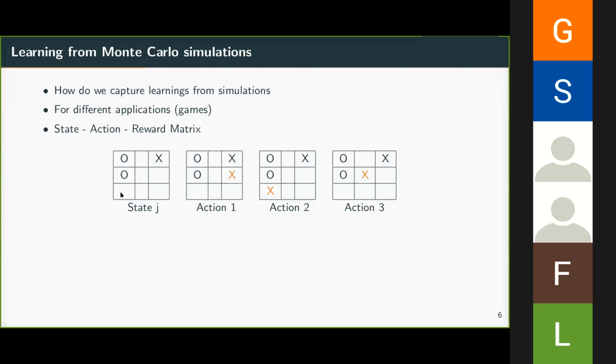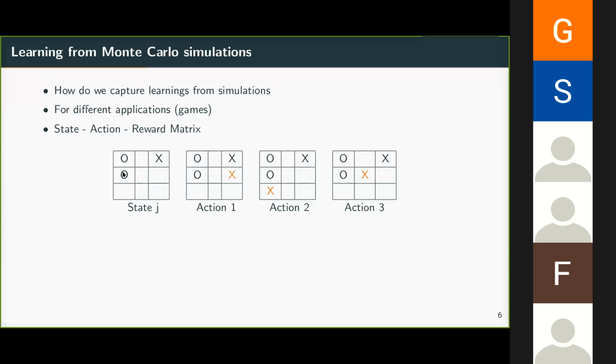There is a human player playing circles or zeros, and there is a computer player playing crosses. So the board is like this. The human player played a zero on the top left corner. The computer put a cross on the top right corner. Then the human player put a zero on the second row in the left. So you index the cells 1,1, 1,2, 1,3, 2,1. In 2,1, the human player will put a zero.